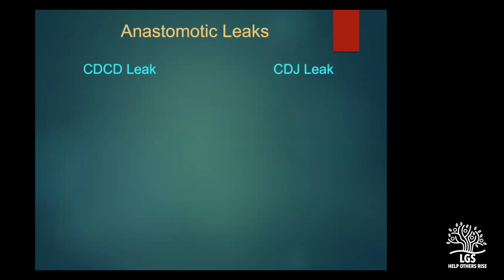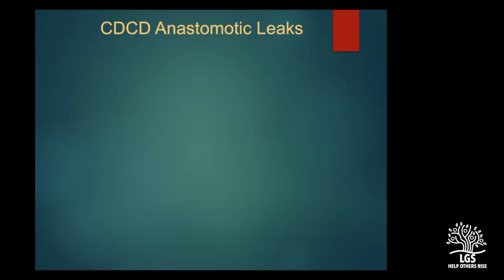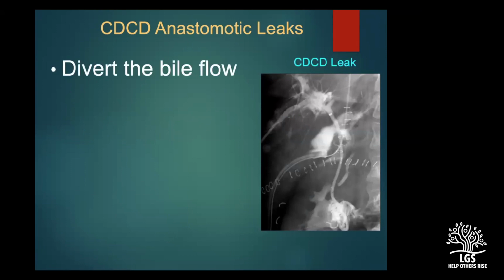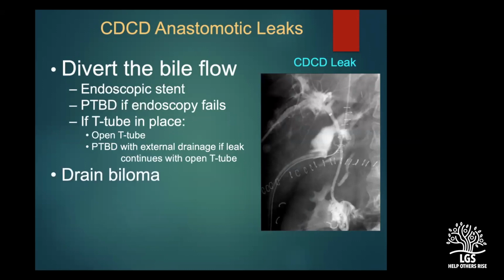Now, the anastomotic leaks, if you look at the duct-to-duct leaks, I think this is a repetition of the slide again, I'm sorry. Looking at the anastomotic leaks, this is when do we interfere? If there is a leak, we interfere either to divert the bile flow using either our PTBD internal external drain or the endoscopic stent. If the T-tube is in place, you open the T-tube, or PTBD external drainage. If the leak continues with open T-tube, this is normally what we do, and we drain the biloma. So draining biloma and diverting the bile flow. These are the two things that we do when it comes to any kind of a leak.